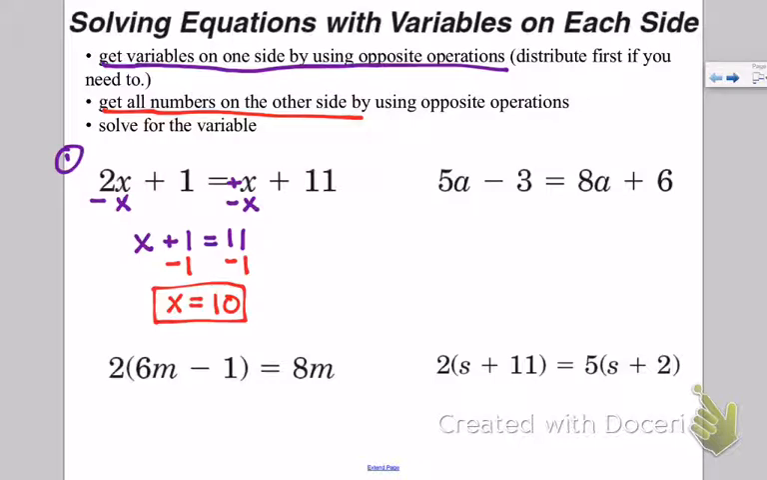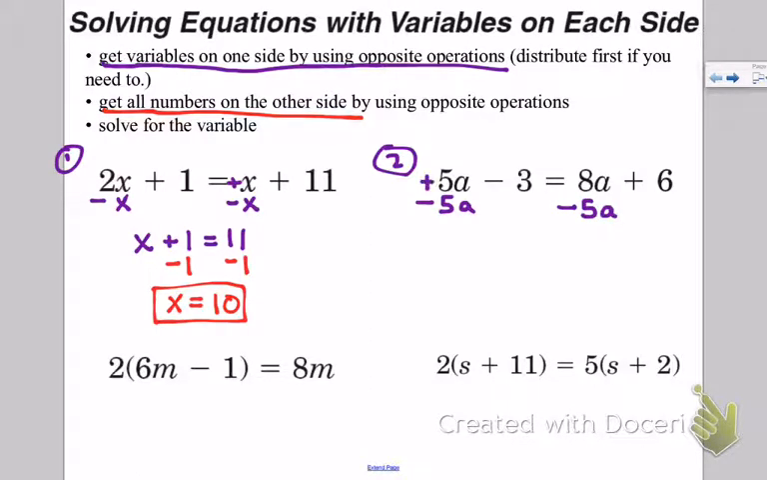Let's try it for that second example up here. We have a 5a on the left and an 8a on the right, a negative 3 on the left, and a positive 6 on the right. The first thing we need to do, that first bullet, is to get the variables on one side. I like to keep my variables positive, so I always move the smaller variable term. 8a is bigger than 5a, so I am going to subtract 5a from both sides.